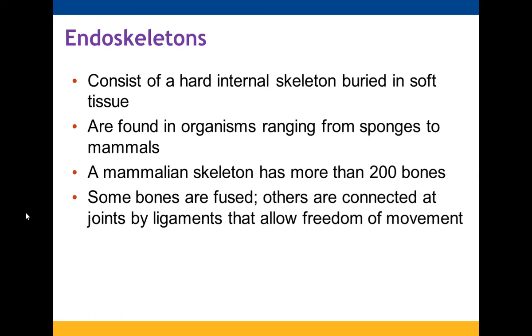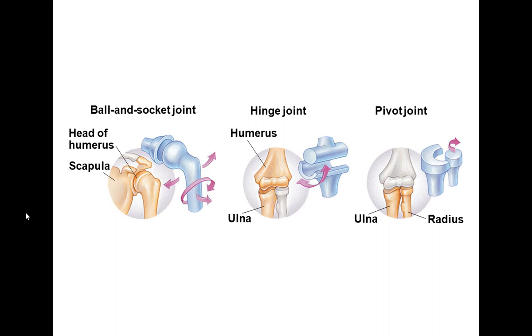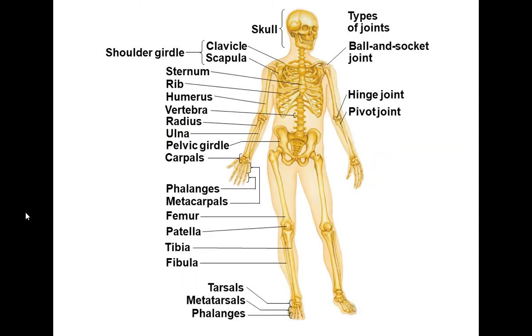The mammalian skeleton has over 200 bones. Some of these bones are fused, others are connected by ligaments, so that helps to improve motion. And so joints: you have your ball and socket joint, which is at your shoulder. We have our hinge joint, at our elbow, connecting our humerus and our ulna. And then we have our pivot joint, which allows our hands to move, between our ulna and our radius. And there are some other examples of the specific bones making up the human skeleton and the joints.